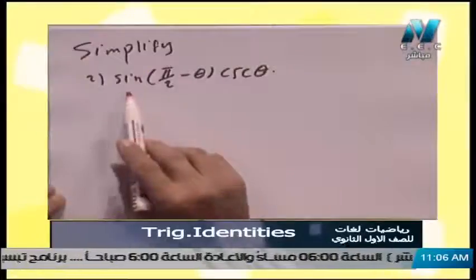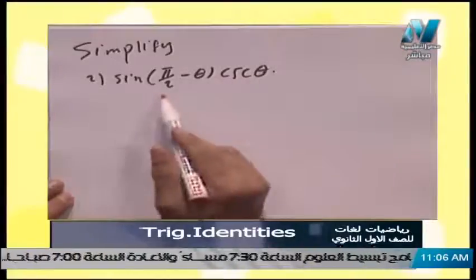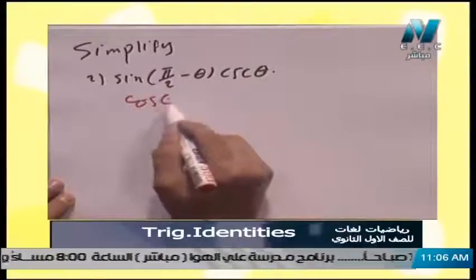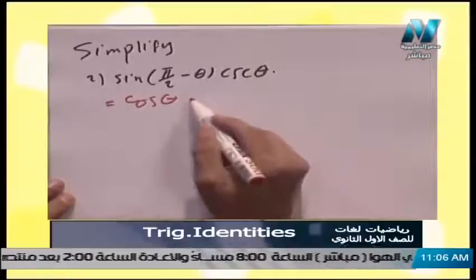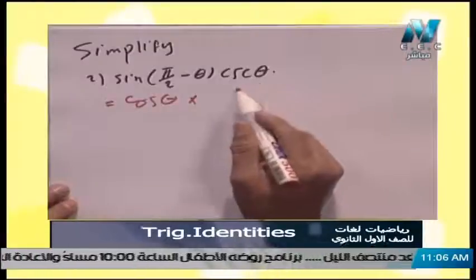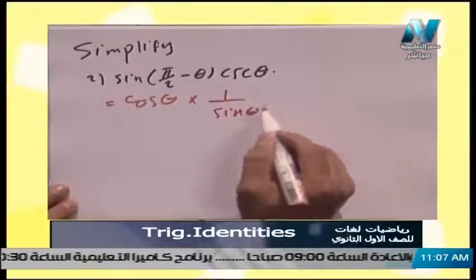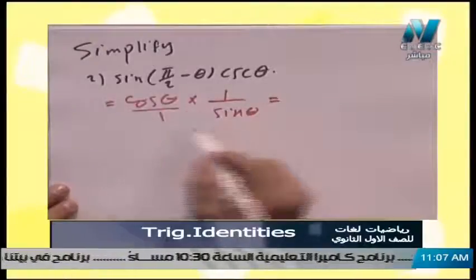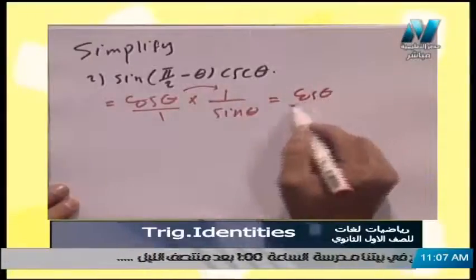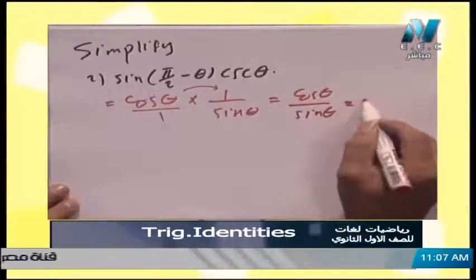Simplify sine pi over 2 minus theta multiplied by cosec theta. We know that sine pi over 2 minus theta equals cosine theta, multiplied by cosec theta, which is the reciprocal of sine theta. Cosec here is 1 over sine theta. So cosine theta multiplied by 1 over sine theta, so it is cotan theta.